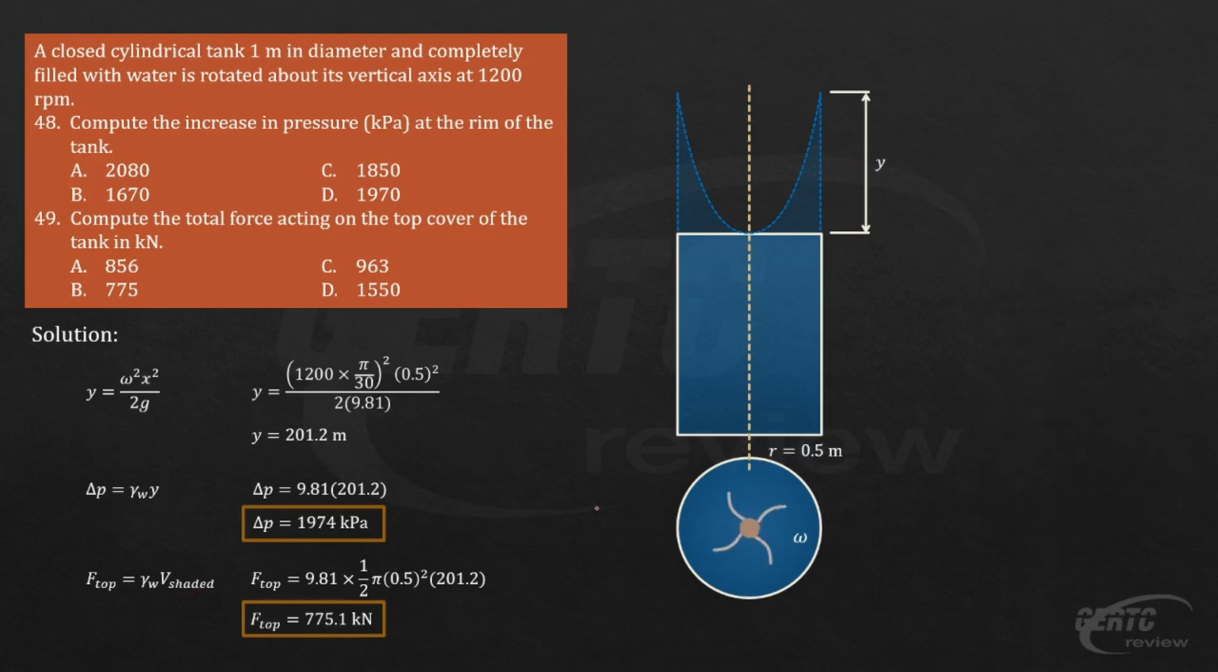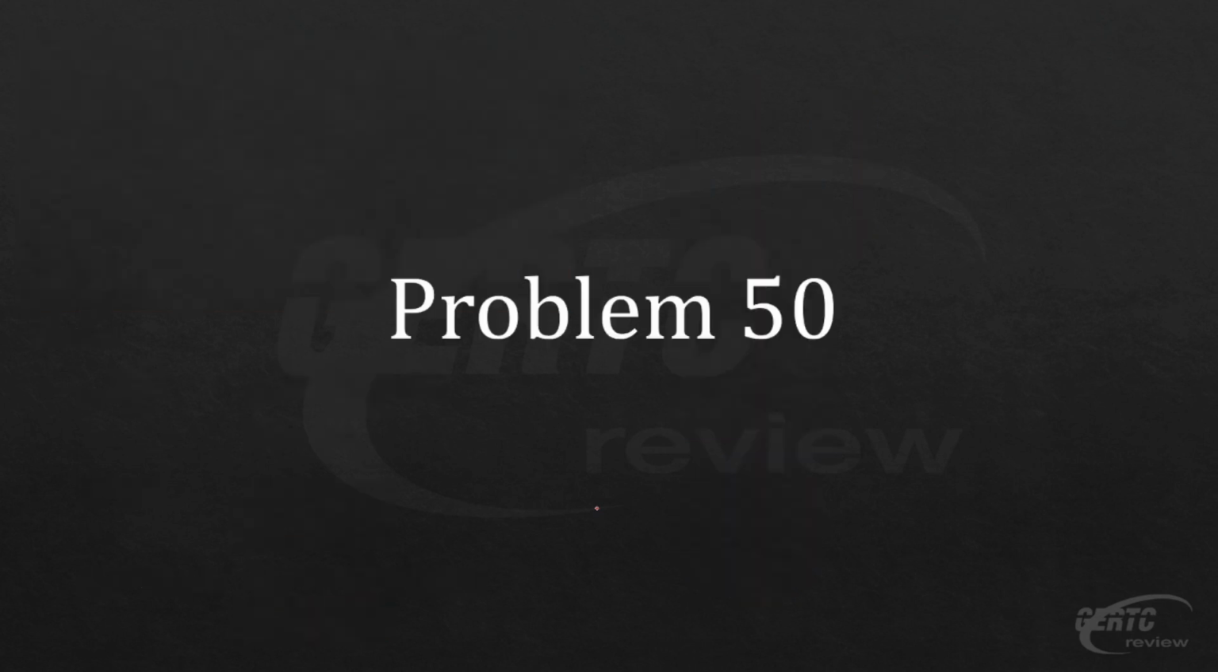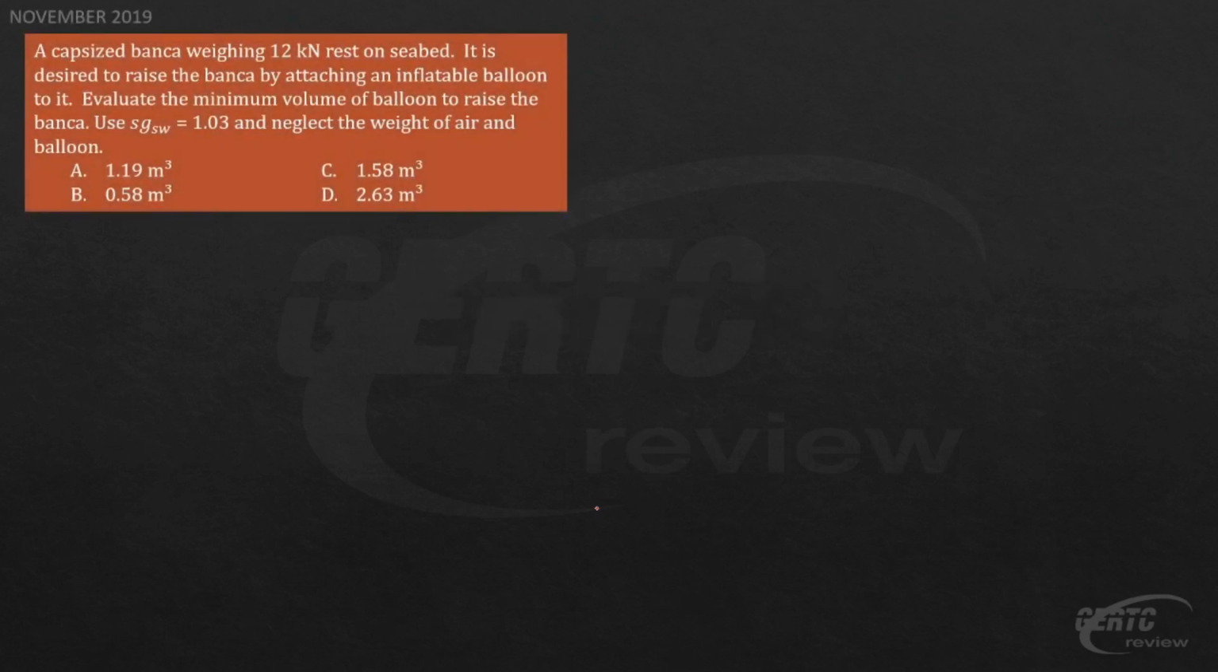So, that's it. Let's have another problem. Problem number 50. November 2019 pa rin. Okay, November 2019. A capsized bangka or small boat weighing 12 kilonewton rests on a seabed. It is decided to raise the bangka by attaching an inflatable balloon to it. Evaluate the minimum volume of the balloon to raise the bangka.